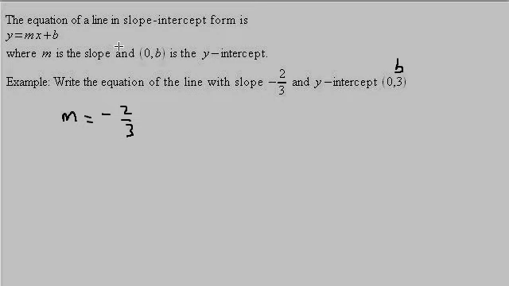So we plug this into the slope-intercept form, y = mx + b. So we get y = m, which is -2/3 x + b, and b is 3. So here's our equation.